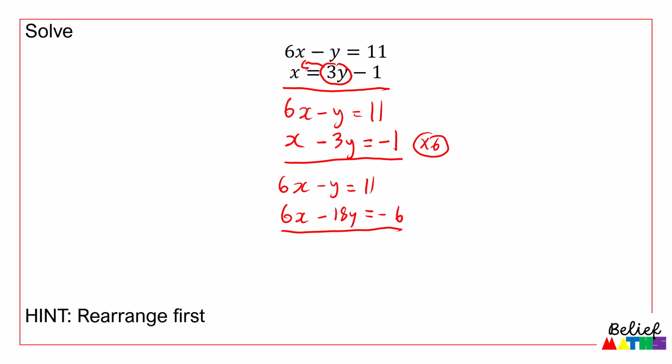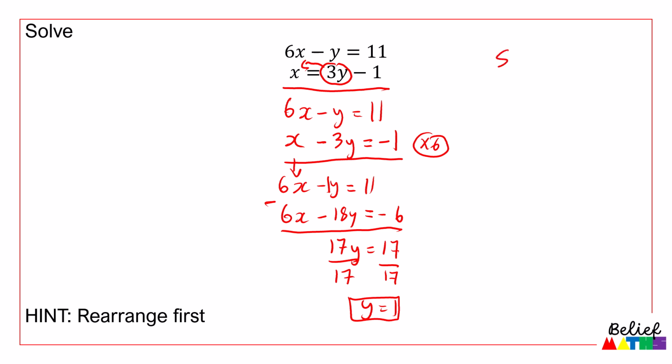Now we can do this very easily. We've got our 6x and 6x again. Because they're both positive, we're going to subtract those. So that gives us 0. And then remember, negative y, so that's 1. Negative 1, take away negative 18. That's the same thing as saying negative 1 plus 18. That gives me 17y. And then 11, take away negative 6 is 17. Dividing both of those by 17 gives us y equals 1.